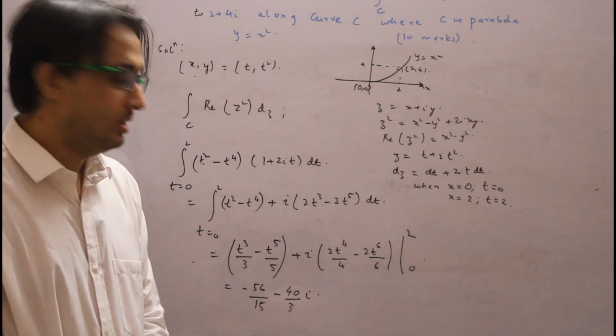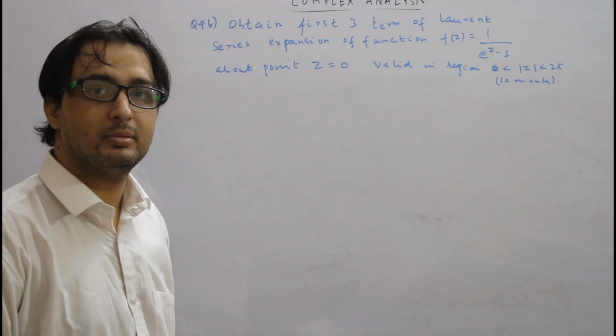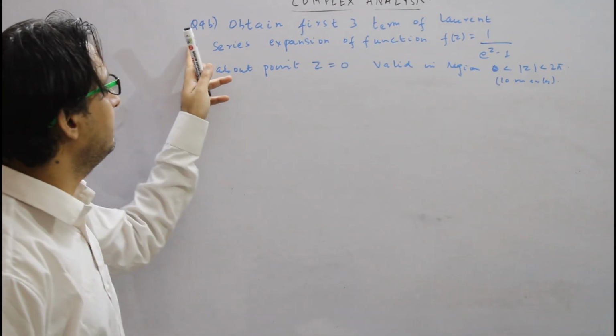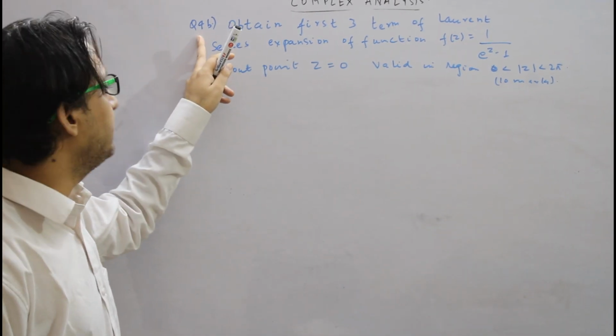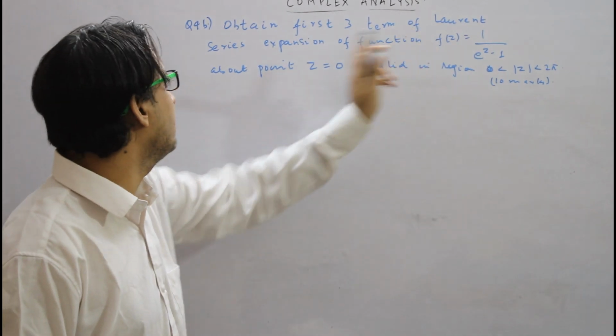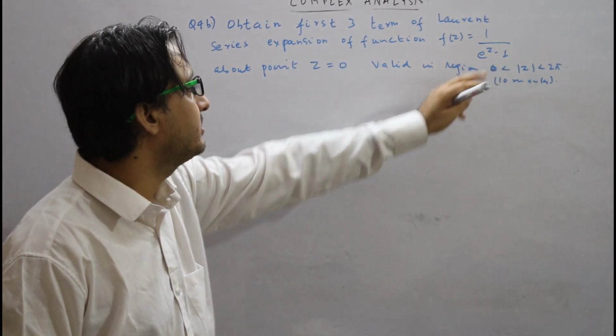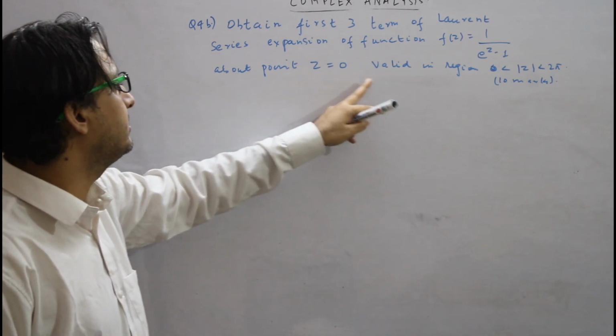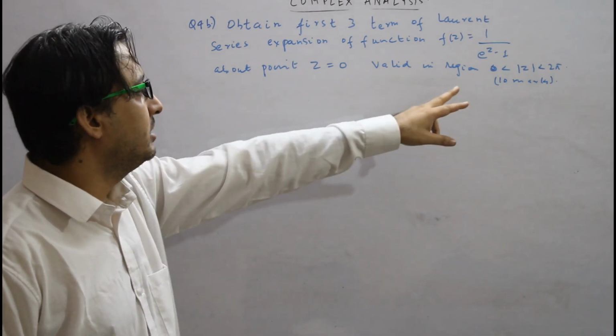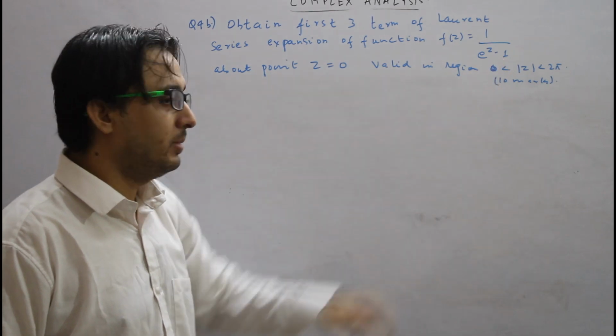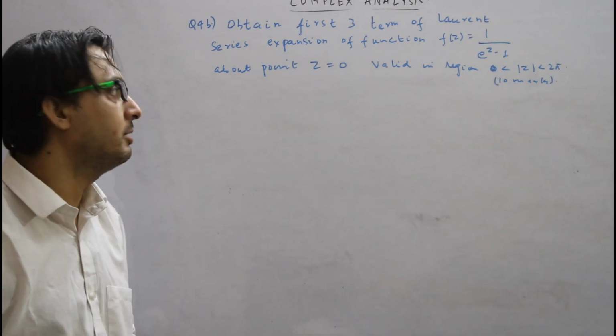Now I'm going to take the next question. Okay, so this is the last question, that is question number 4b. We have to obtain the first three terms of the Laurent series expansion of the function f(z) equal to 1 by (e to the power z minus 1) about the point z equal to 0, valid in the region mod z lying from 0 to 2 pi. This is the constraint. It is asked for 10 marks.